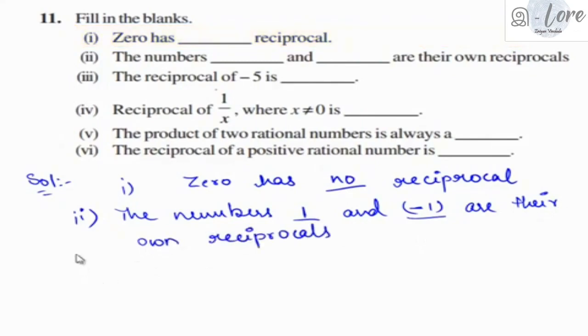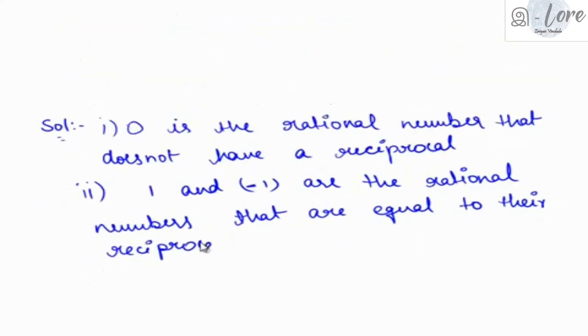Okay, now we go for the third question. Okay, someone has a doubt. So 1 times 1 is equal to 1, as we explained before. Minus 1 into minus 1 gives the same result as 1. Therefore 1 and minus 1 are their own reciprocals, and they are the multiplicative inverse of 1 and minus 1 itself.